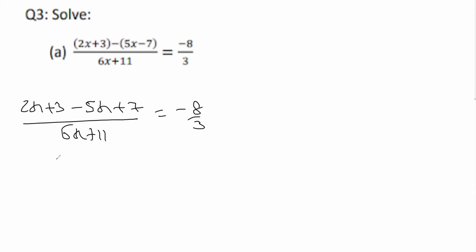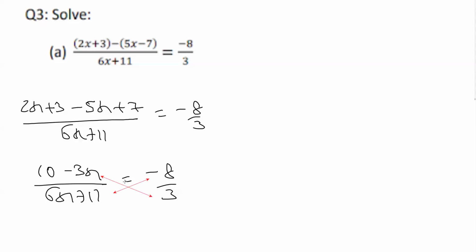These two are like terms, so I can write 2x minus, let's write down this first. 3 plus 7 is what? 10. And 2x minus 5x will be minus 3x, that whole divided by 6x plus 11 is equal to minus 8 over 3. Now what we'll do next here, we'll do cross multiplication. These two will be cross multiplied.